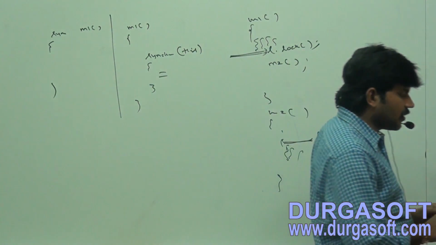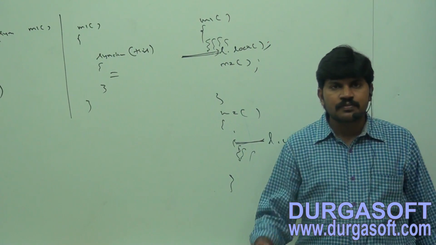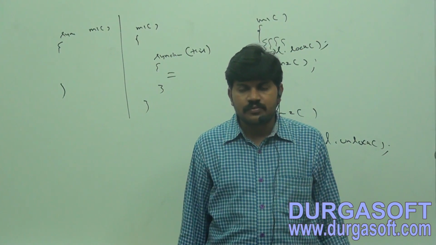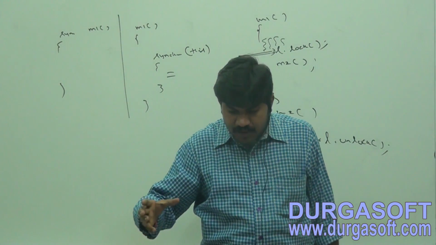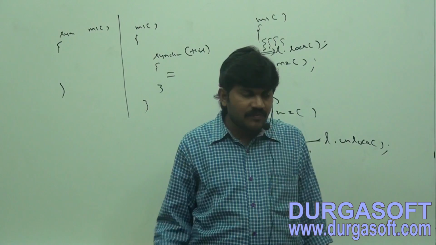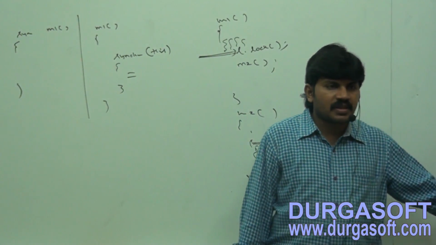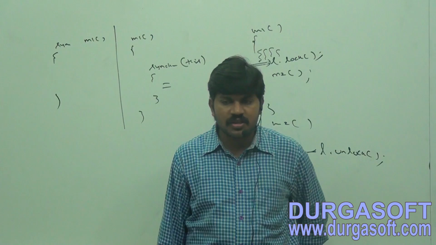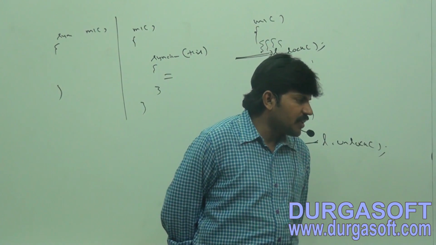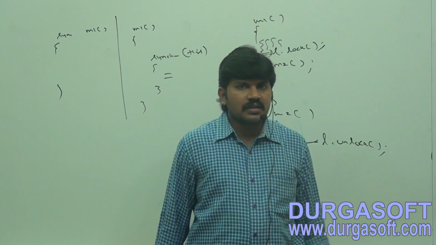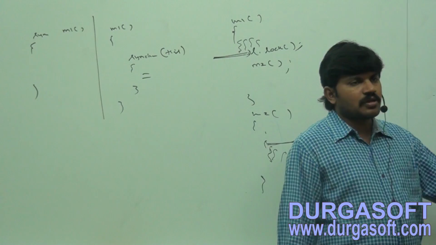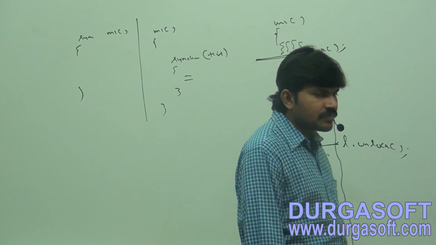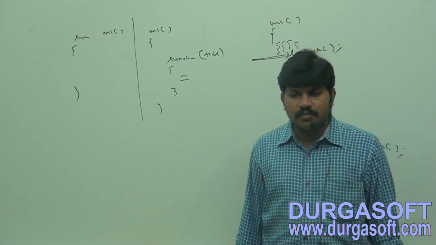Add fourth point. The synchronized keyword, compulsory we have to use either at a method level or within the method, and it is not possible to use across multiple methods.